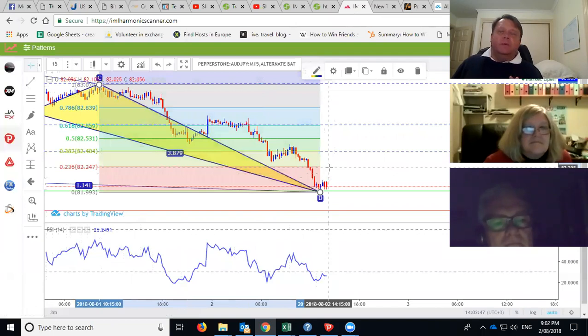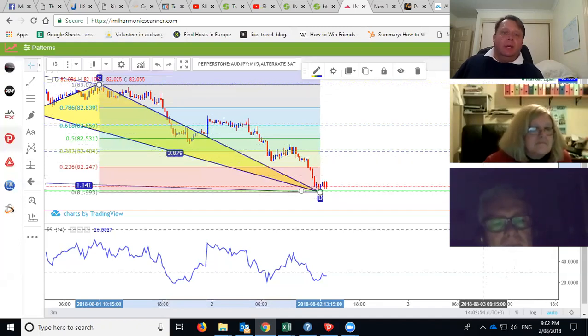The rest of the take profit points are exactly the same. So there's still TP1, TP2, TP3. It doesn't change. All right, and our stop loss is at D. Write that down.